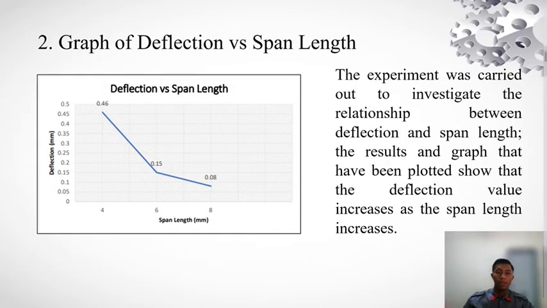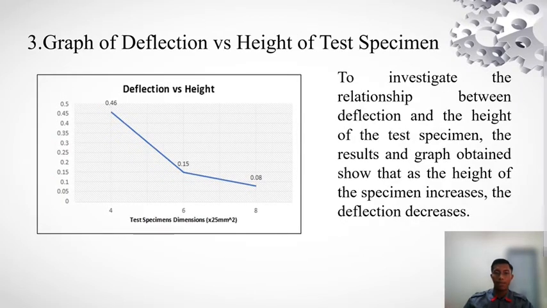The second one is graph of deflection versus span length. The experiment was carried out to investigate the relationship between deflection and span length. The results and graph that have been plotted show that the deflection value increased as the span length increased. The third one is graph of deflection versus height of test specimen. To investigate the relationship between deflection and the height of test specimen, the results and graph obtained show that as the height of the specimen increases, the deflection decreases.